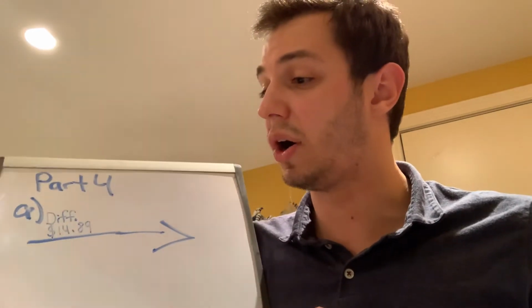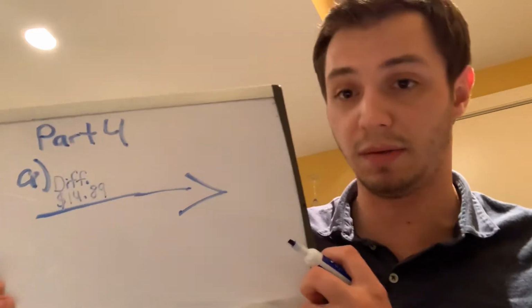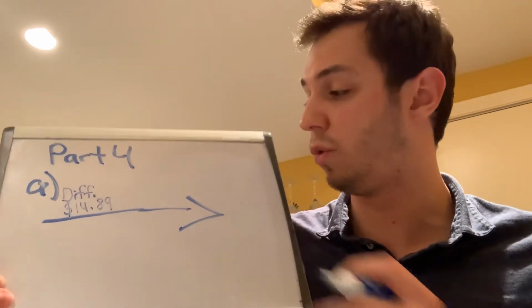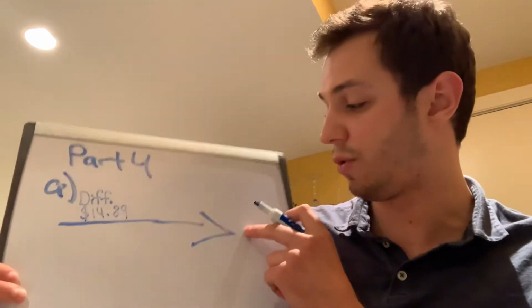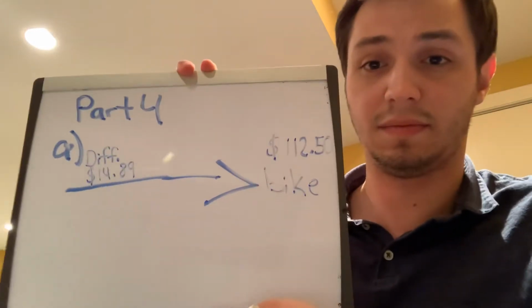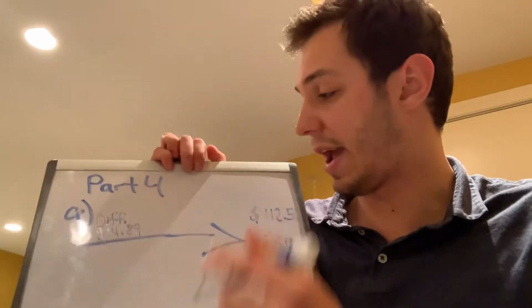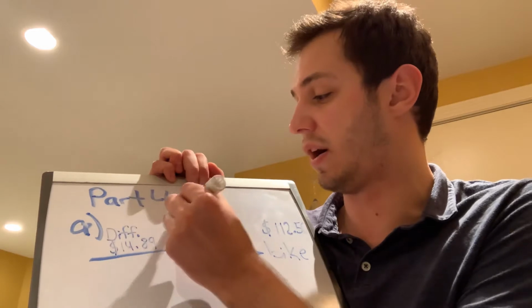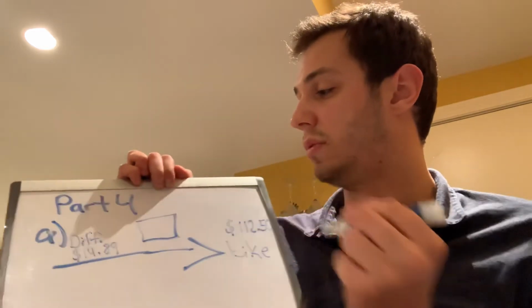So the bike costs more than one of the items. So the bike will be our big number. I will write bike right after the arrow where the big number goes. And then the price of the bike is given in the textbook, which is $112.50. So now what I have to find out is the price of one of the items.